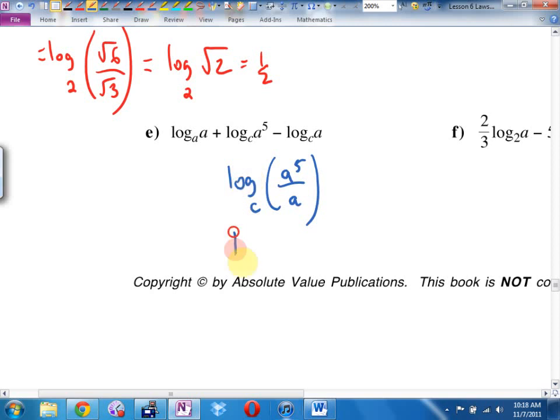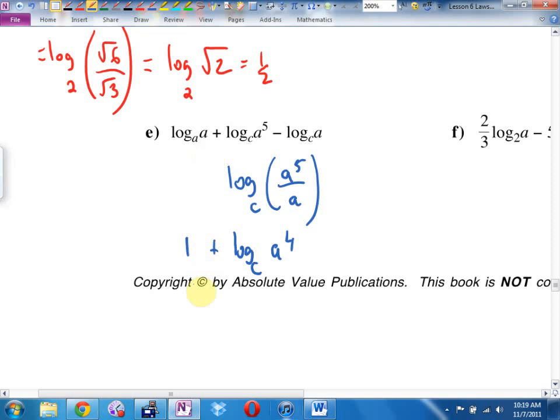Are you okay with that now? What's the log base A of A? What's the log base 2 of 2? What's the log base 5 of 5? What's the log base a million of a million? What's the log base car of car? What's the log base A of A? Is that what it says in the back? Yeah, okay.